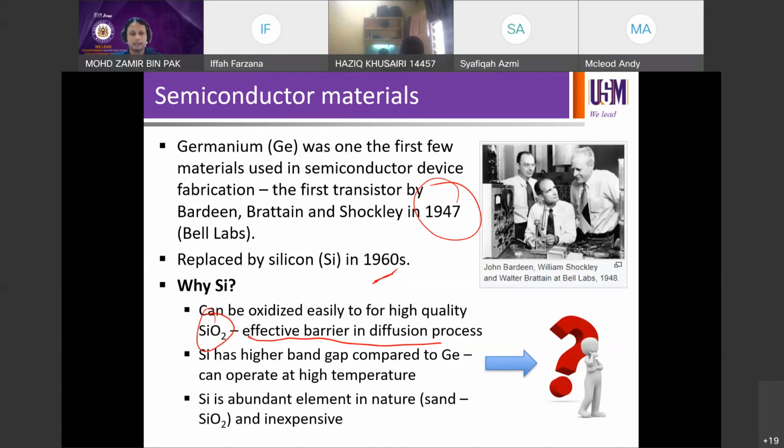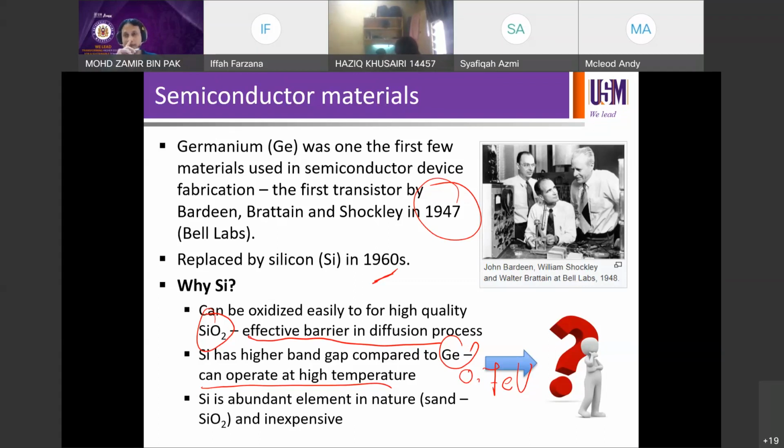Silicon also has a higher band gap compared to germanium. Germanium has 0.7, silicon has 1.12. Therefore, we can operate silicon at higher temperature relative to germanium. Remember last time we talked about the band gap, the thermal excitation, and the energy required to thermally excite our valence band electrons from the valence band to the conduction band. The energy required will be more and more as the band gap increases. So if you compare silicon to germanium, 1.12 versus 0.7, of course silicon can handle high temperature.